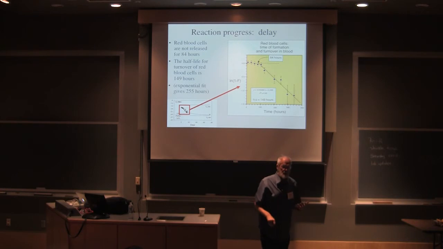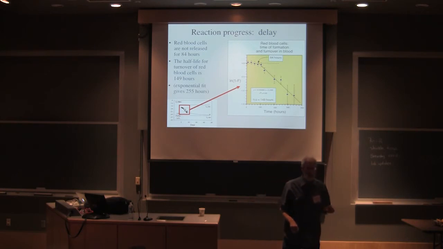And why doesn't anything happen for 84 hours? Okay, you get your turnover of red blood cells. You're sampling it in the blood. How come nothing happens? Where are red blood cells made? They're made in bone marrow, so they're not made there.